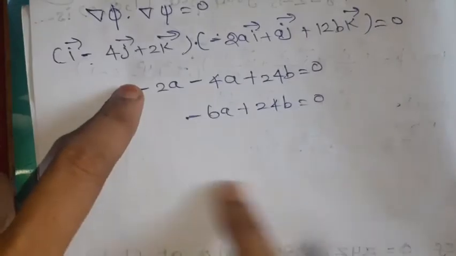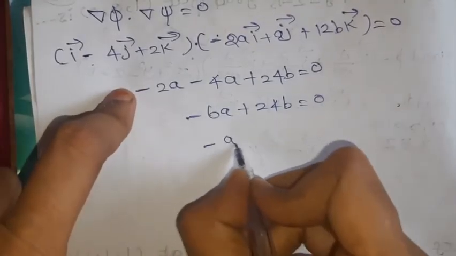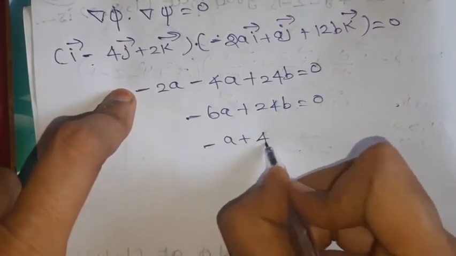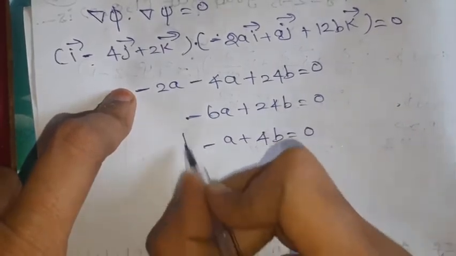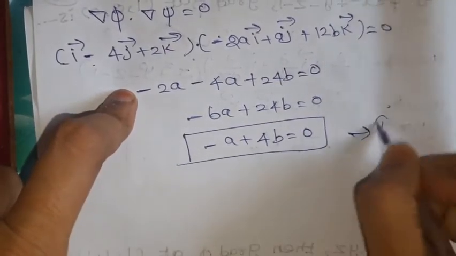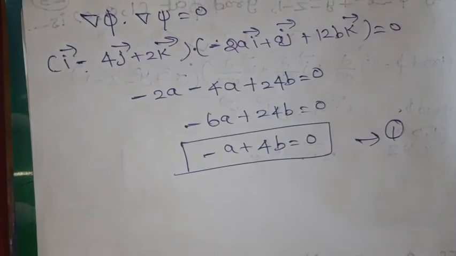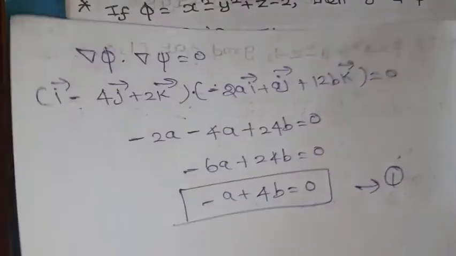This is a multiple of 6, so dividing by 6, what we will get? Minus a plus 4b equal to 0, since 6 fours are 24. We have one equation, and from this equation alone we cannot solve. We need one more equation, which is nothing but the given point.